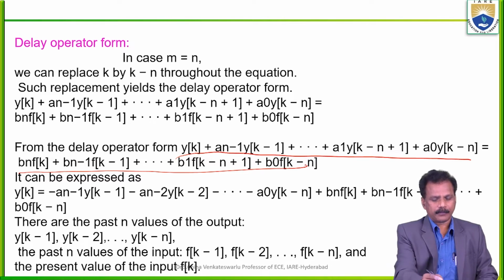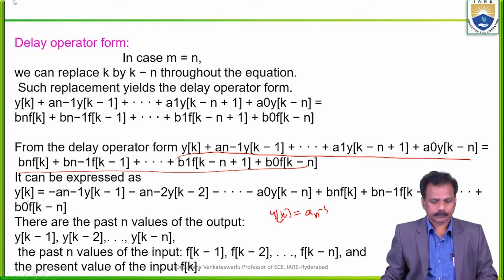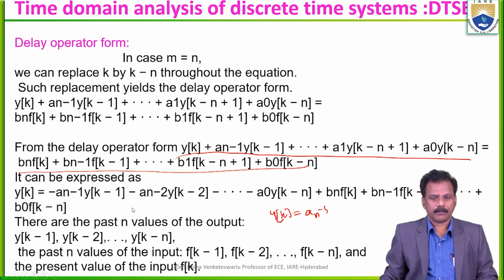It can be expressed as y of k equals minus a n minus 1 y of k minus 1, minus a n minus 2 y of k minus 2, and so on, minus a naught y of k minus n, plus b n f of k, plus b n minus 1 f of k minus 1, and so on.